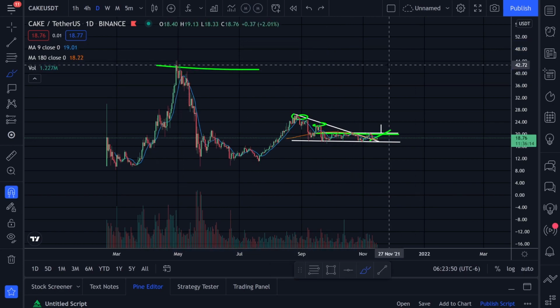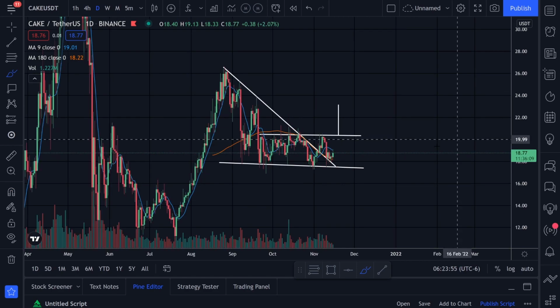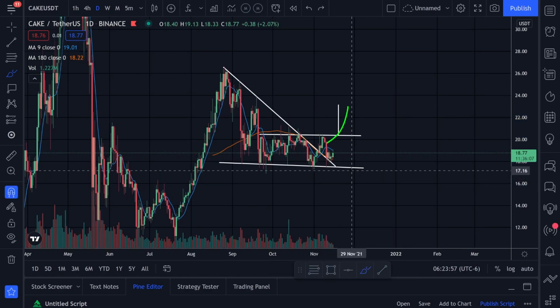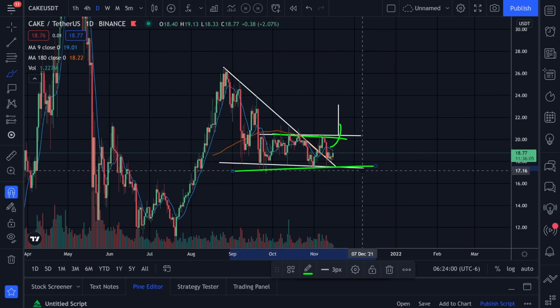If we break that, then we'll have to start looking for more targets. Like I said though, we don't know if we're breaking up or down yet still, so let's keep an eye on these trend lines. Let me know what you guys think.